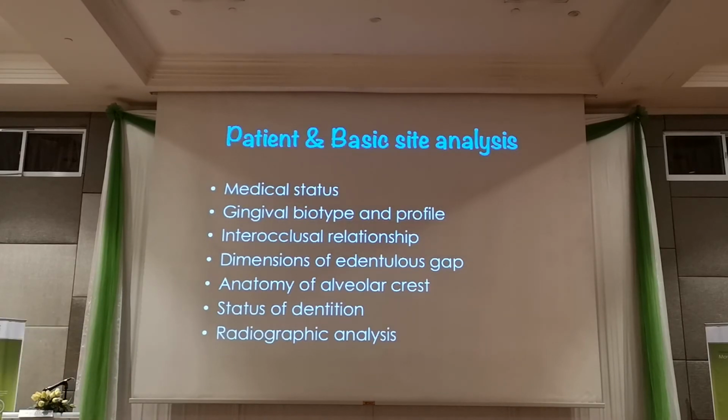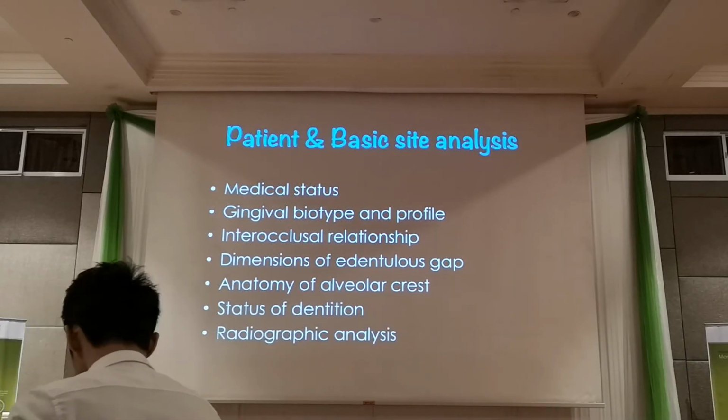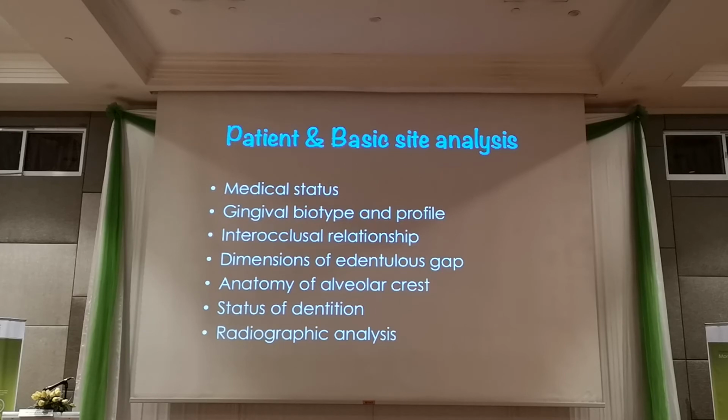When we look at patient and basic site analysis for implant dentistry, these are the few things that we need to look out for, because now we are just starting at an SAC level. We look at certain SAC classifications. We look at medical status. Obviously, what kind of profile? We look at gingival biotype. We look at the surrounding bone. We look at the gap. Is the gap too big, too small? Stuff like that. We look at occlusion.